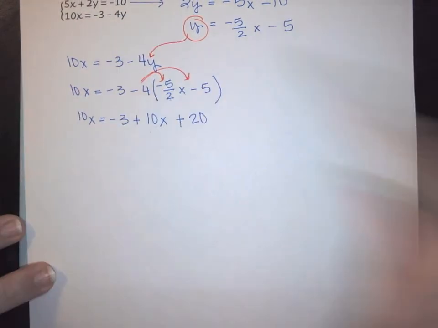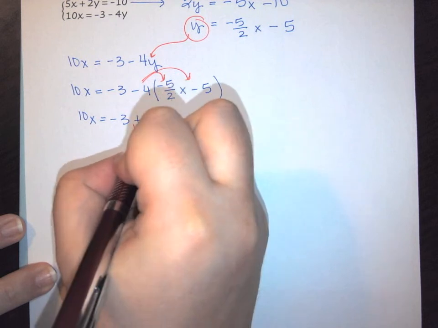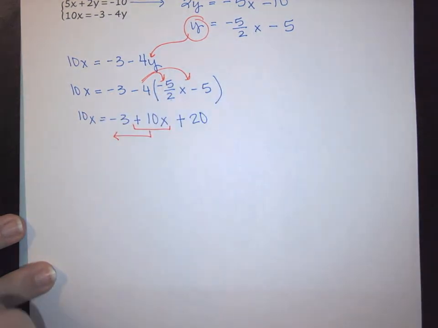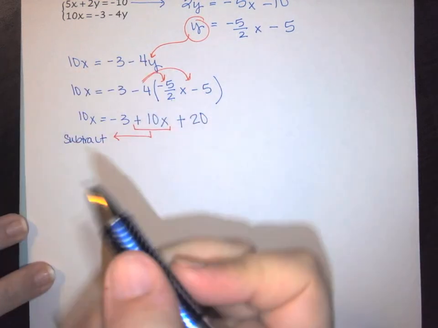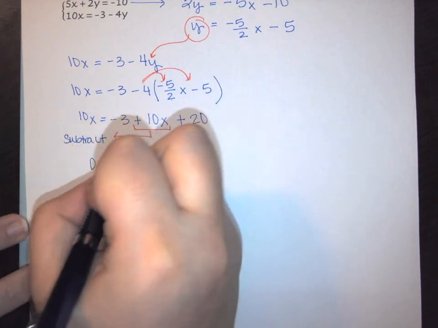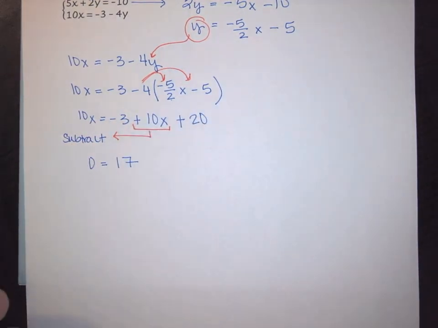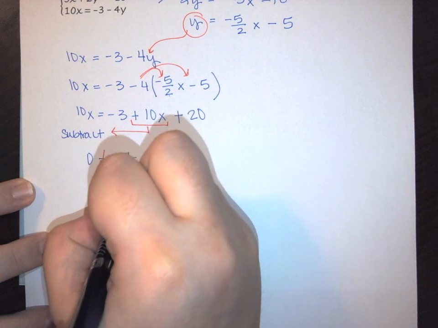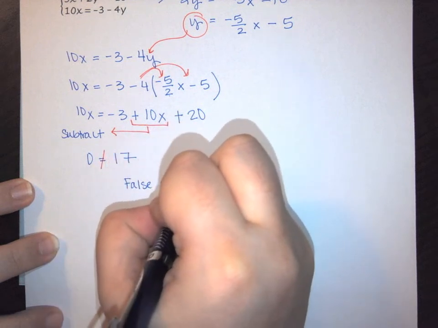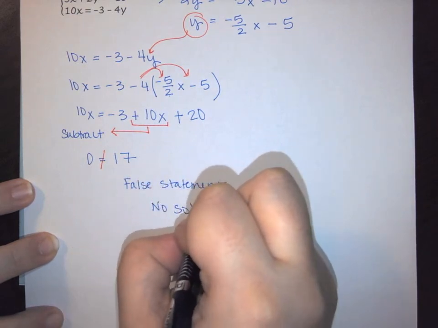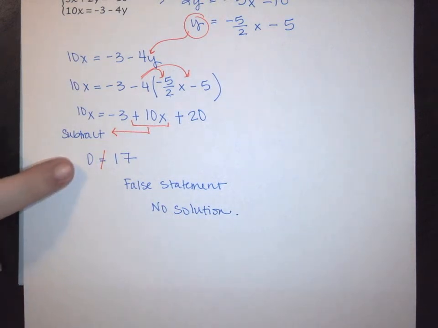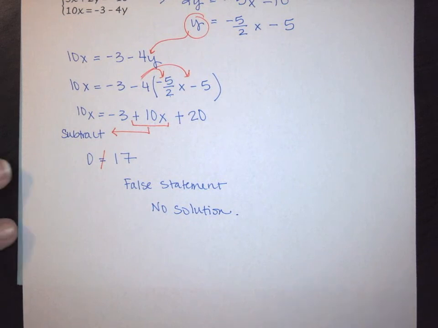Now in this case, I want to take my 10x here and move it across the equal sign. Well, because it's positive, I have to subtract. So in this case, I end up with 0 is equal to 17. Now what do we know about that? Well, that's a false statement. That is not true. So because we came up with a false statement here, this means that we have no solution. Since we got a false statement at this point, this is where you would stop. We have no solution to this problem, therefore we would be done.